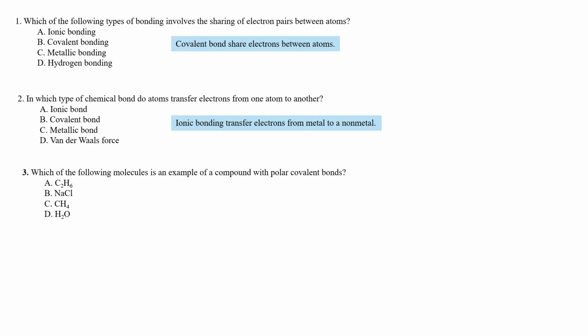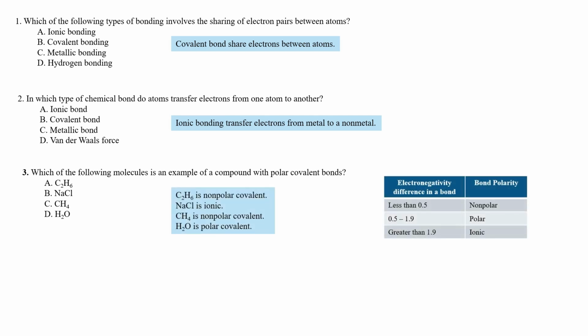Question 3. Which of the following molecules is an example of a compound with polar covalent bonds? For bond polarity we need electronegativity values. If the electronegativity difference is less than 0.5, we call the bond non-polar. Between 0.5 and 1.9, the bond is polar, but both are covalent, electron sharing: non-polar covalent or polar covalent. If the electronegativity difference is greater than 1.9, then there is no longer electron sharing between atoms. It is electron transferring, so it is ionic.